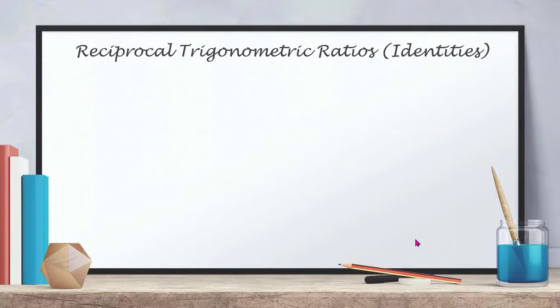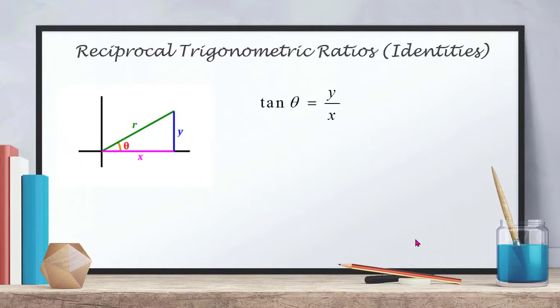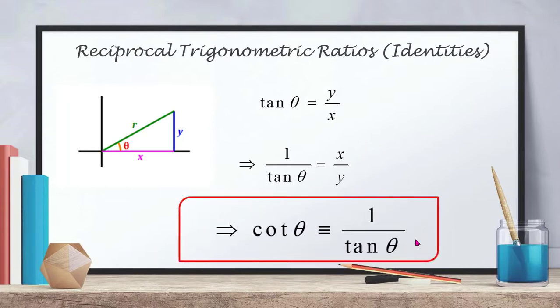And the last reciprocal trigonometric ratio which we're interested in for this study is tangent of theta being equal to y over x. If we reciprocate it, we have 1 over tan theta, which is x over y, and we call it cot. The reciprocal of tan is the cot of theta, which is identical to 1 over tan theta.